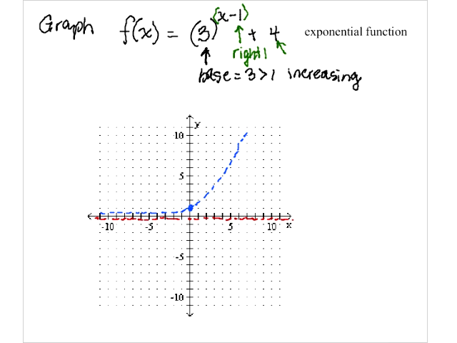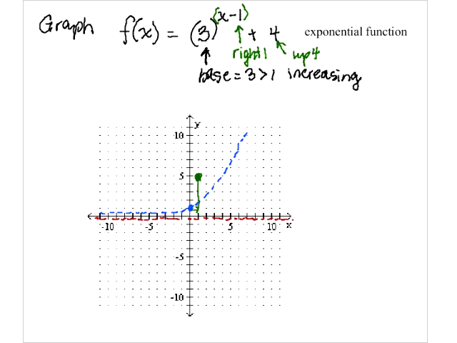And the 4 that's not grouped with the x is going to cause it to go up 4. So the only point that we know the basic shape goes through is 0, 1. So we will drag that one. I'm going to draw it in green. We're going to take that point and go right 1, and then we're going to go up 4, which will take us to 5. Okay? So my new point will be here at 1, 5.